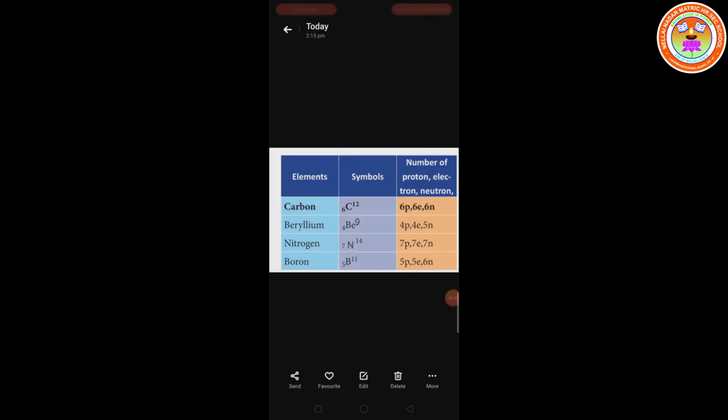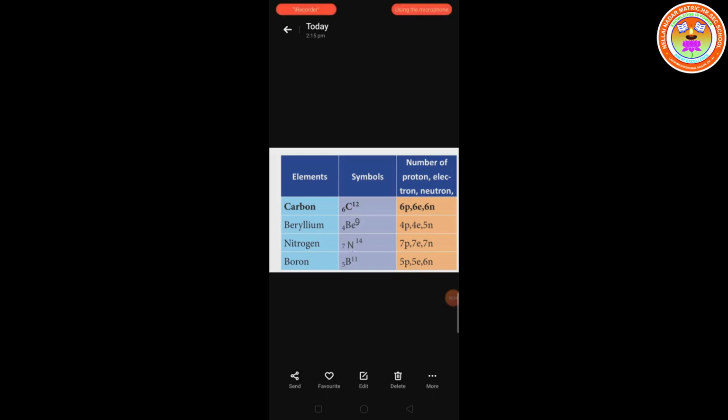Second element is beryllium. So what is the symbol of beryllium? First letter capital B, second letter small e. Be is the symbol for beryllium. So beryllium contains 4 proton, 4 electron, 5 neutron. So atomic number is 4 because it contains 4 proton and 4 electron. Mass number: 4 proton plus 5 neutron. So 4 plus 5, 9. So the symbol is 4Be9.